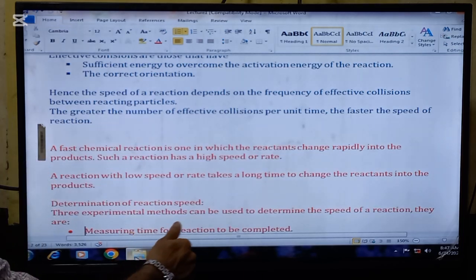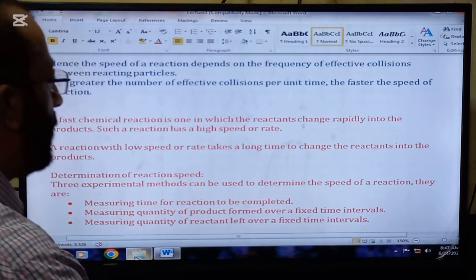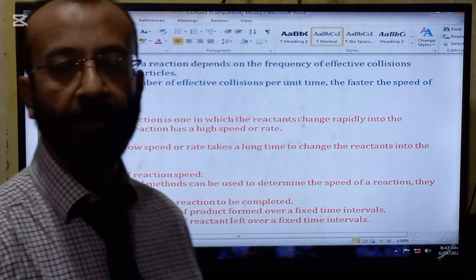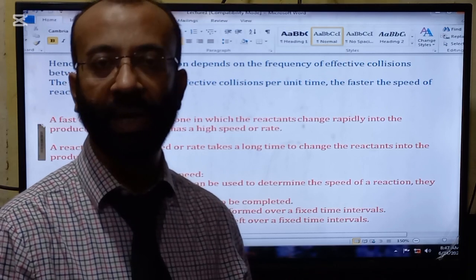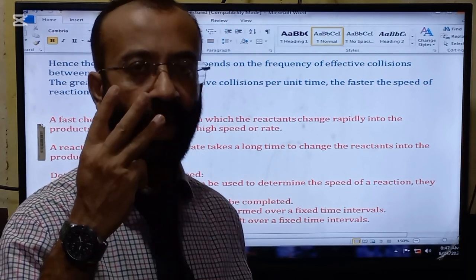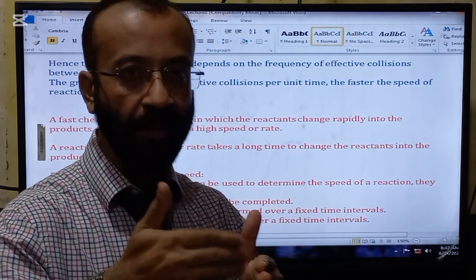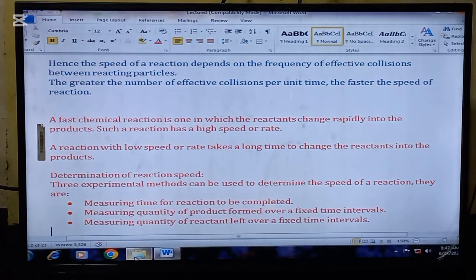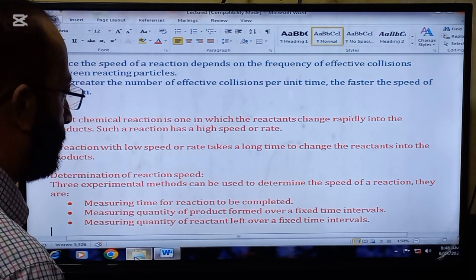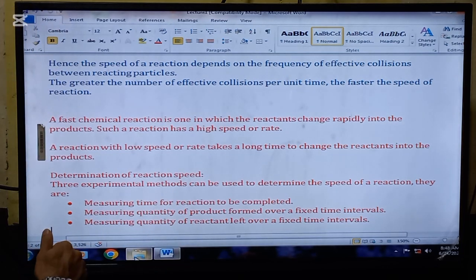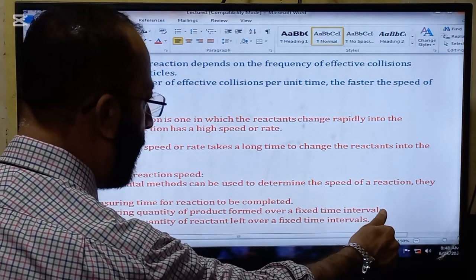Determination of the reaction speed. So this is very, very important. This is actually a topic of your paper number 4, chemistry, that is called alternate to practical. So there are three methods to determine the rate of the chemical reaction. So concentrate. Determination of the chemical speed. Three experimental methods can be used to determine the speed of the reaction.